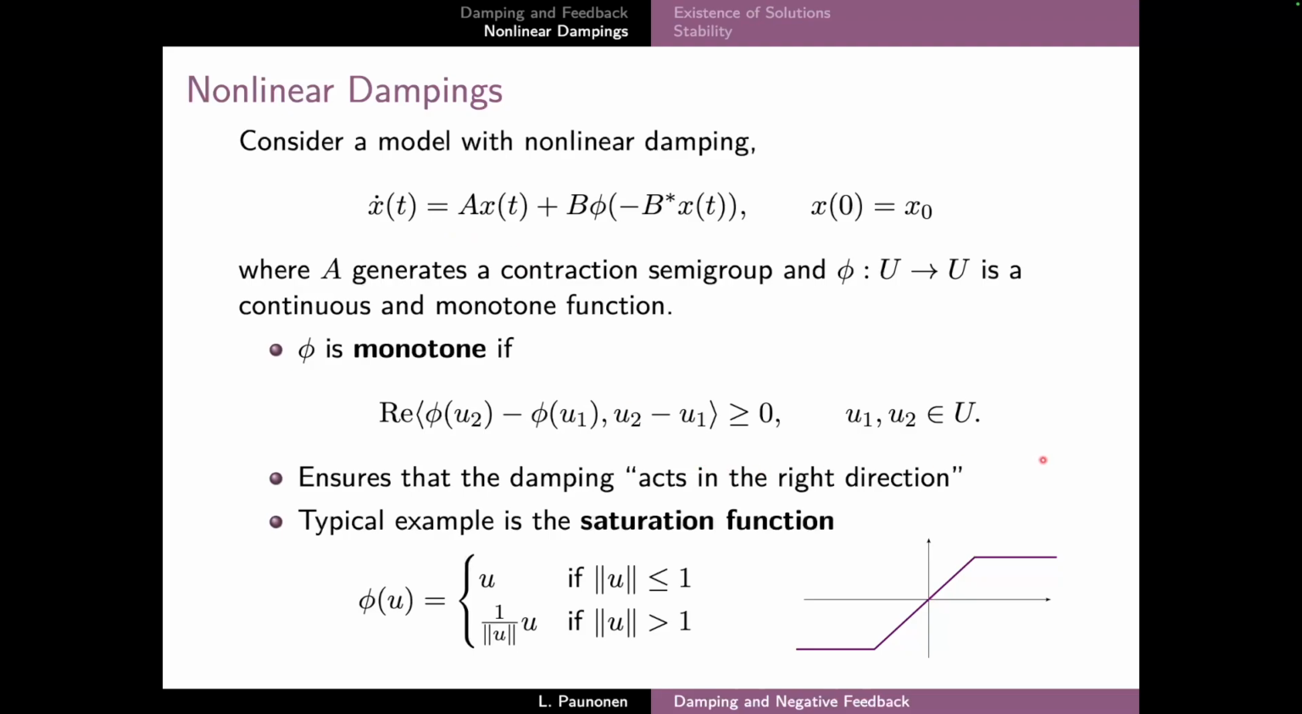And the monotonicity is typical, for instance, for the so-called saturation function, which is linear between two points and then maxes out afterwards. But this is also true for other functions with some directionality properties.